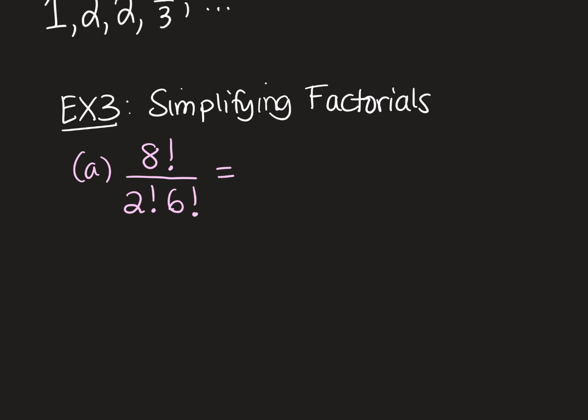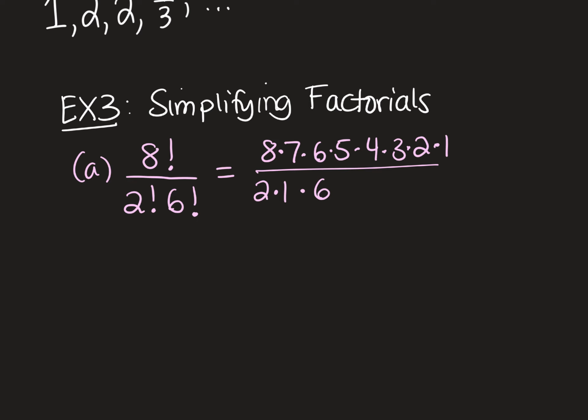Let's think about this. 8 factorial is 8 times 7 times 6, I'm going to write it all out here, all the way down to 1. And we're dividing that by 2 factorial, which is 2 times 1, times 6 factorial, which is 6 times 5 times 4 times 3 times 2 times 1.